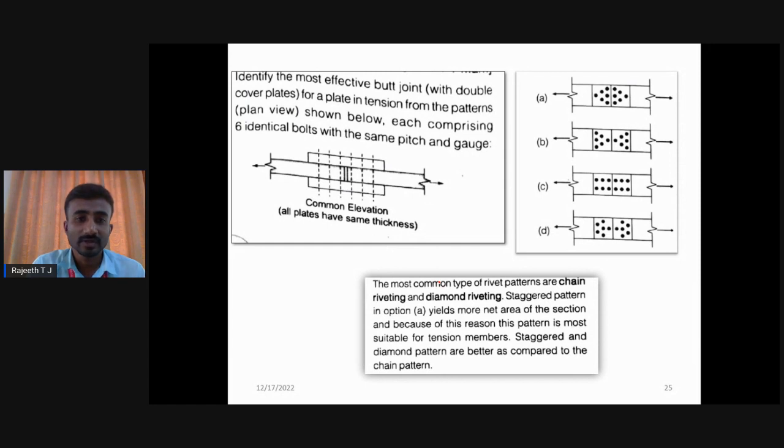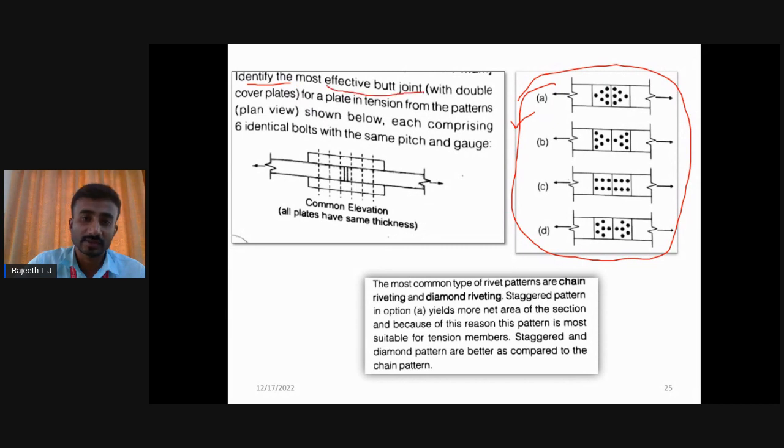If you take one of the examples here, they have given four types of patterns of bolts. Here they are asking us to identify the most effective butt joint. Butt joint means, as we already know, if you keep one plate adjacent to the other, that we call a butt joint. This is plate number one, plate number two. These are your cover plates, and these two will be your main plates. This is a butt joint. They have given some patterns of bolts; which one is the effective one? If you use a diamond or staggered pattern, it is the most effective pattern when compared to the rectangular pattern or other patterns. Therefore, option A is the correct answer.